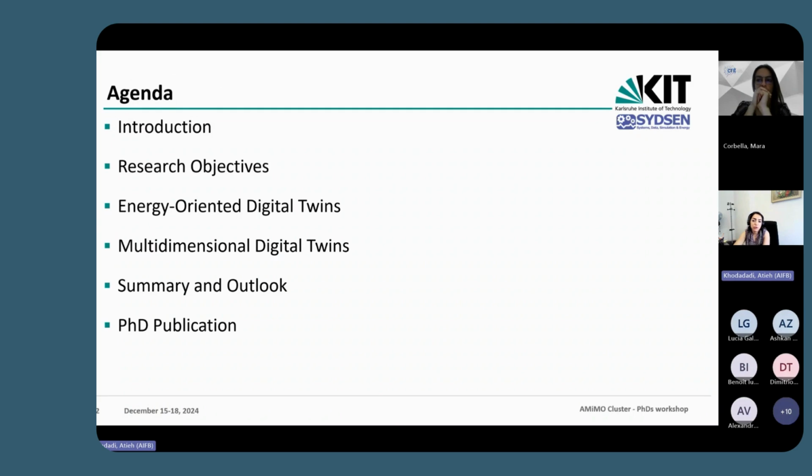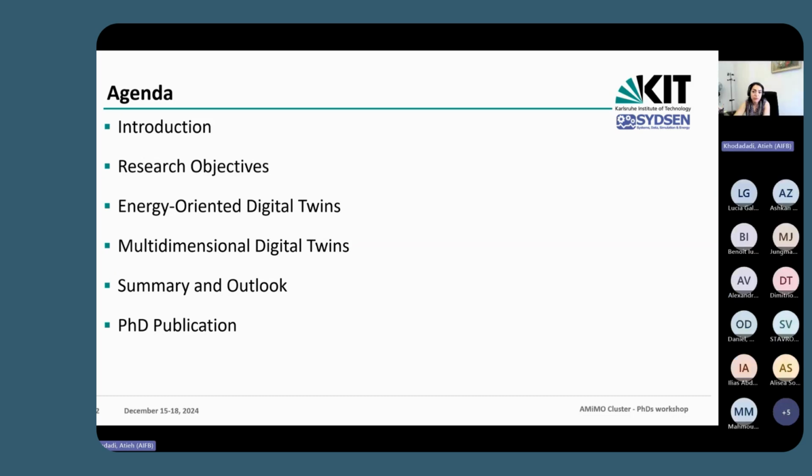We'll start with the introduction, then we discuss our research objectives, then we will detail the energy-oriented digital twins and our proposed framework. Following that, through an example, we will detail our methodology for multidimensional digital twin model extraction. And then we mention the summary and outlook, reflecting on what we have learned so far and where we are headed in this field. Finally, I will finish the presentation with my PhD-related publications.